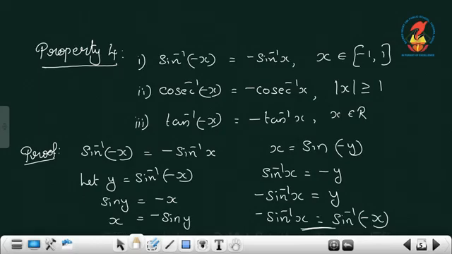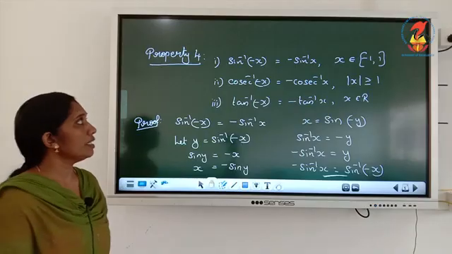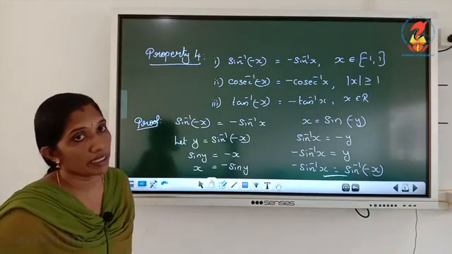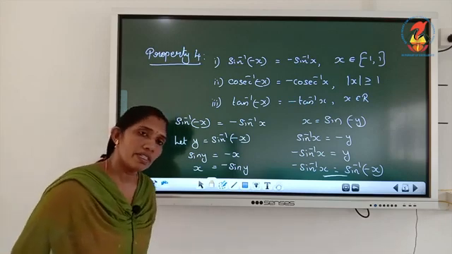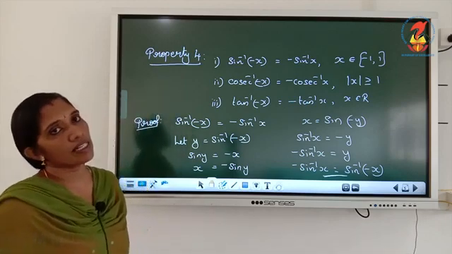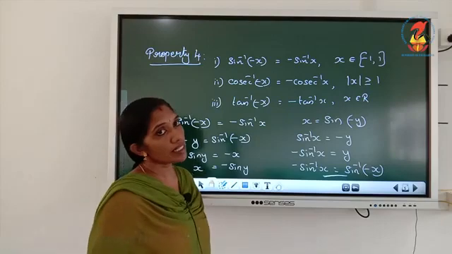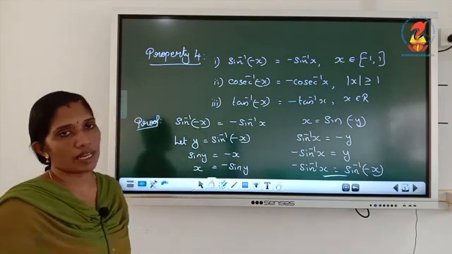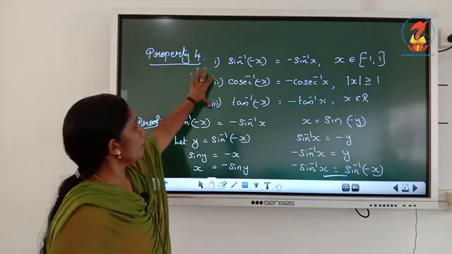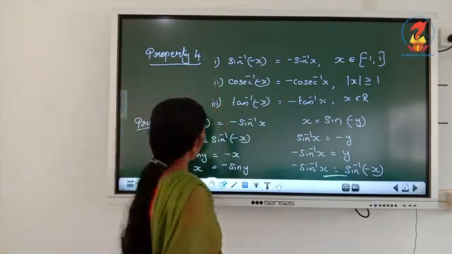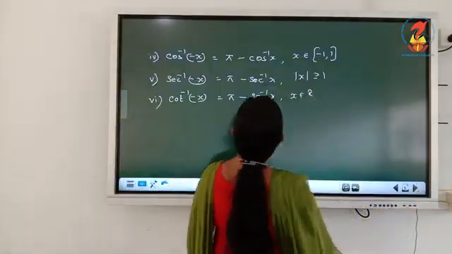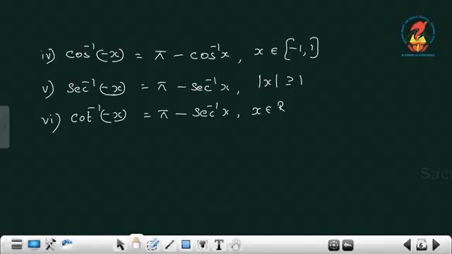Okay. So we proved. What is the result? Sin inverse of minus x is minus sin inverse x. Tan inverse minus x is minus tan inverse x. Cosec inverse minus x is minus cosec inverse x. The same way we can prove the second and third one. Now 4, 5, 6.